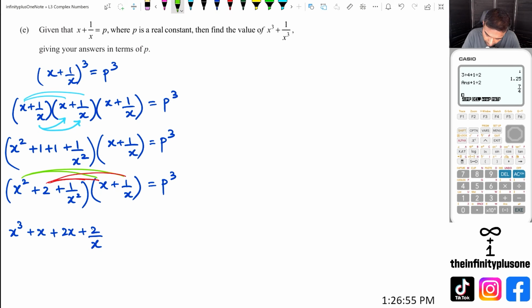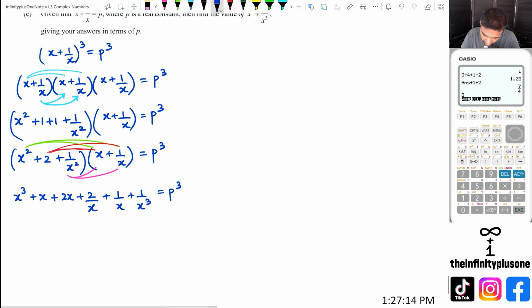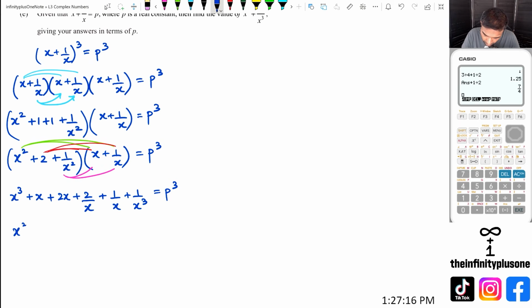Then I'm going to do these two here, and if I do that, I'm going to get plus 1 over x plus 1 over x cubed equals p cubed. So putting it all together, I'm going to get x cubed plus 3x plus 3 over x plus 1 over x cubed equals p cubed.